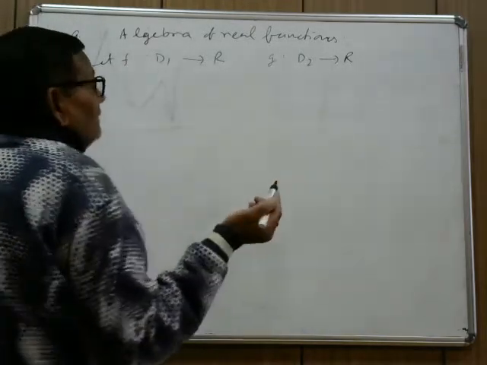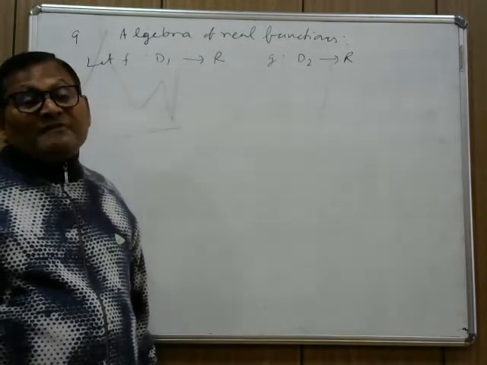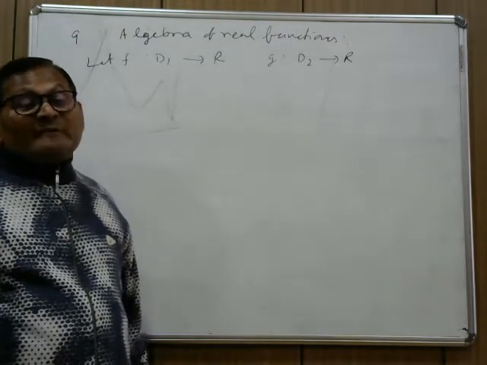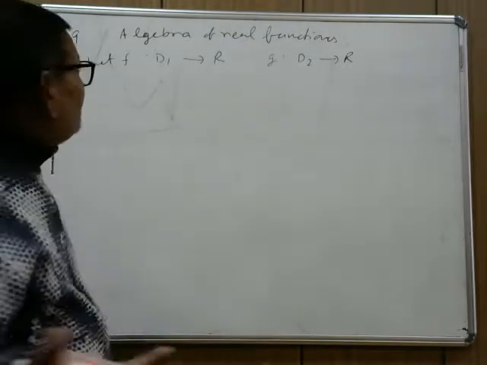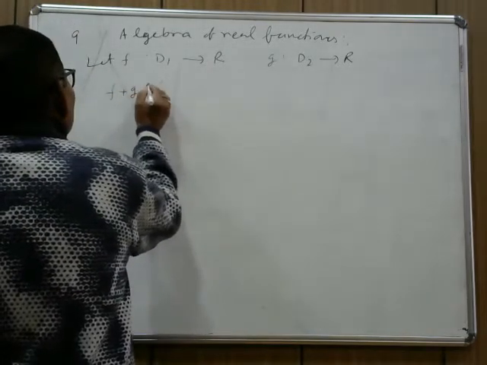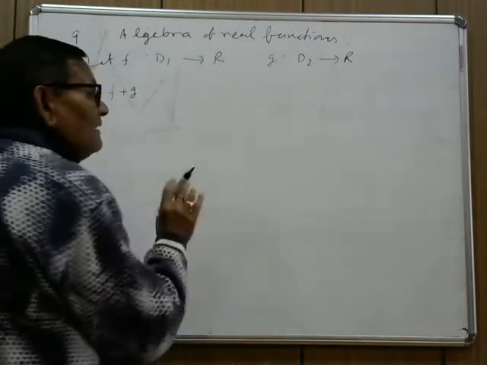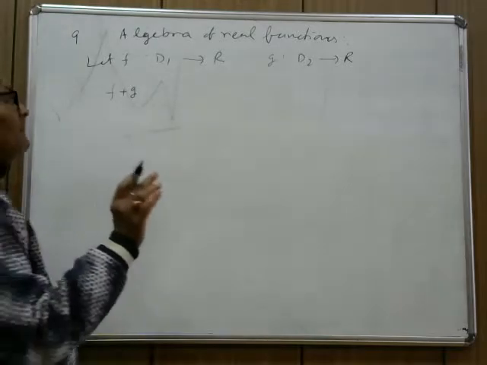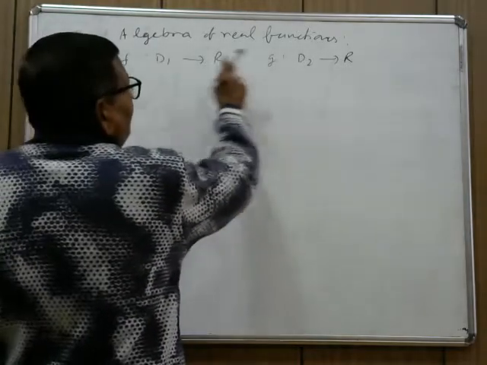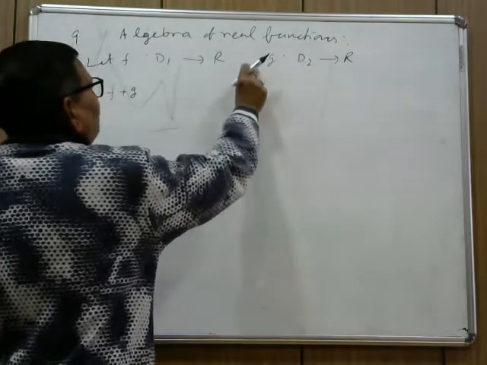So in the algebra of real functions, as I have told you, we are doing operations on functions. Operations means addition, subtraction, multiplication and division. Your f plus g is a function defined only in the intersection of D1 and D2. D1 is the domain of f, D2 is the domain of g.